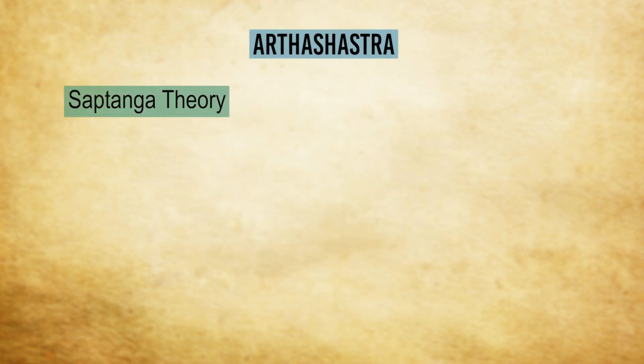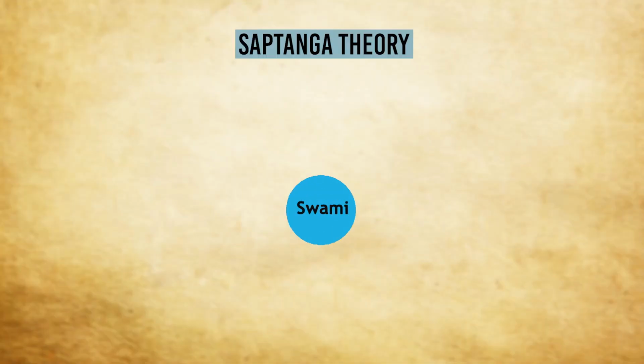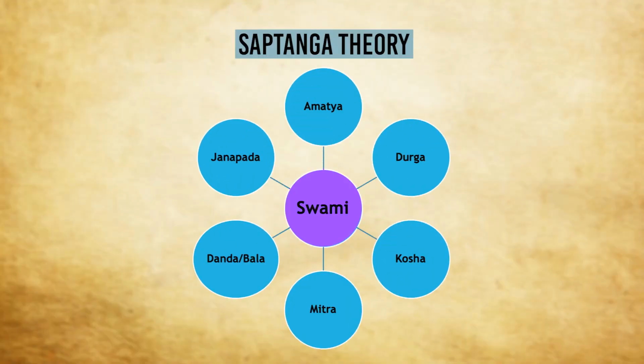Saptang theory, 7 organs of the state. Kautilya was of the view that all these organs are equally important to create a strong, powerful state. He speaks of 7 elements: Swami or the king, Amatya, the ministers and bureaucrats, Janpad, territory and population, Durga, system of fortresses, Kosh, treasury, Dand, which refers to army and the system of punishment, and Mitra, allies. All the 7 elements, if coordinated well, would lead to the creation of a powerful state.